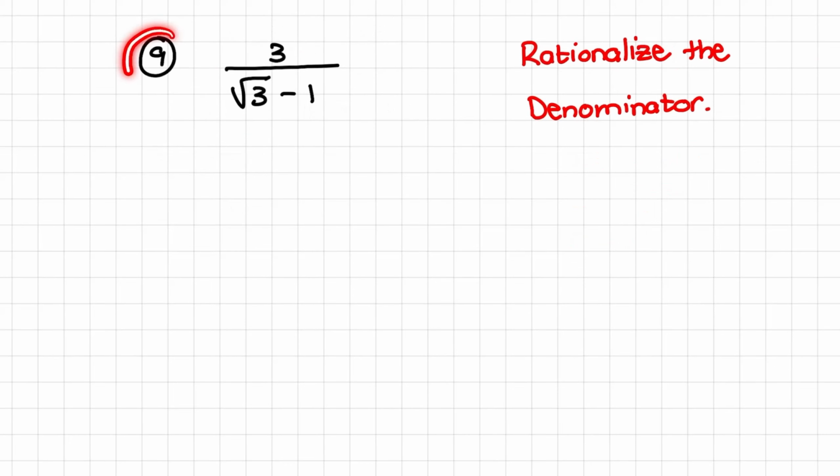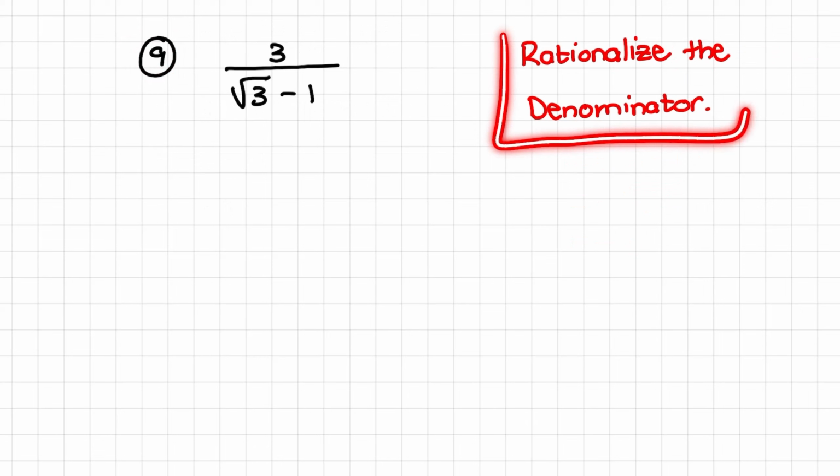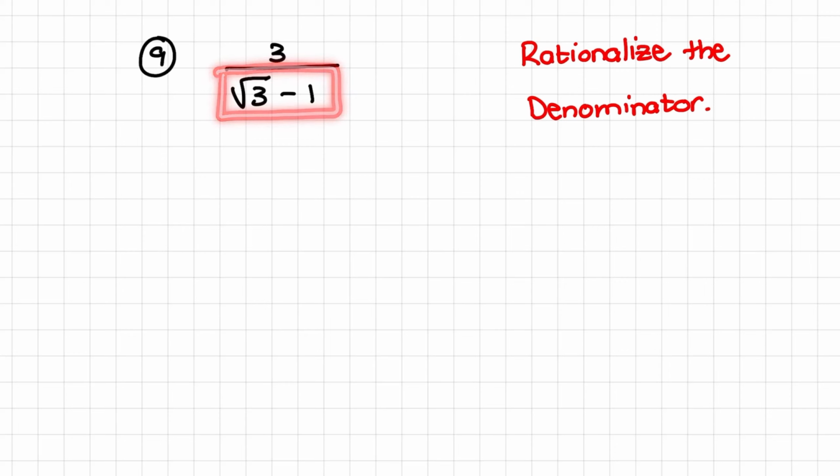So in this example, we're going to apply a method called rationalizing the denominator. And what we want to do is remove the irrational number, that is the square root of 3, from the denominator and replace the denominator with a rational number. And it's a simple method where we multiply with the conjugate of the denominator.